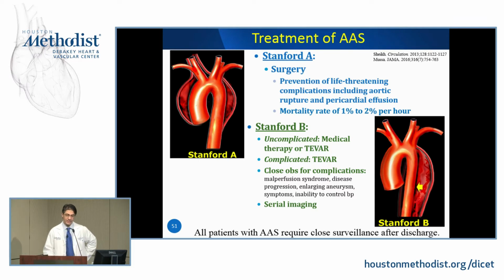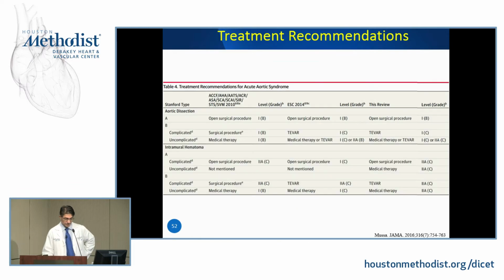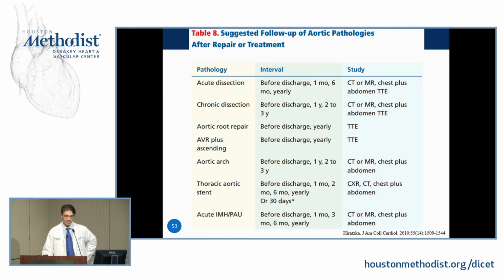And then, of course, with the Bs, you want to watch them very closely because they can progress, and with serial imaging. This is just graphs showing you now the treatment recommendations for acute aortic syndromes. And these patients have to be followed for a lifetime. This is just showing you that with these diseases, how often you have to perform imaging.